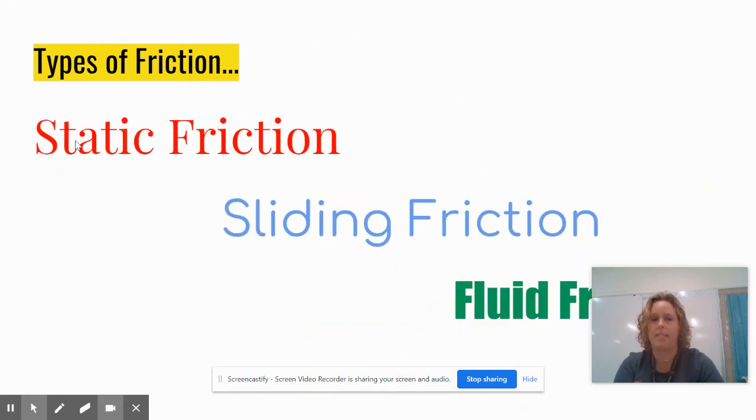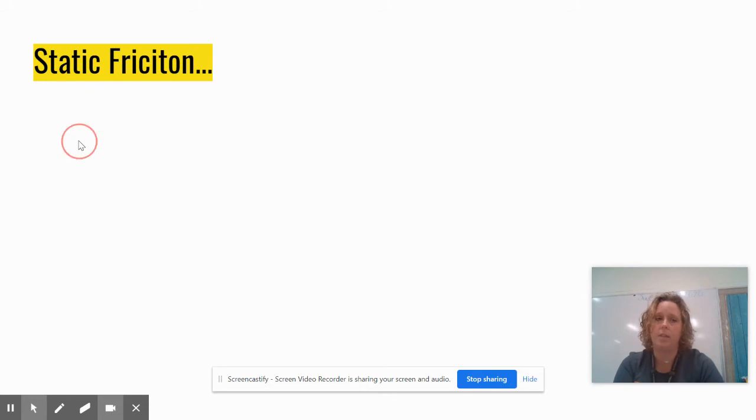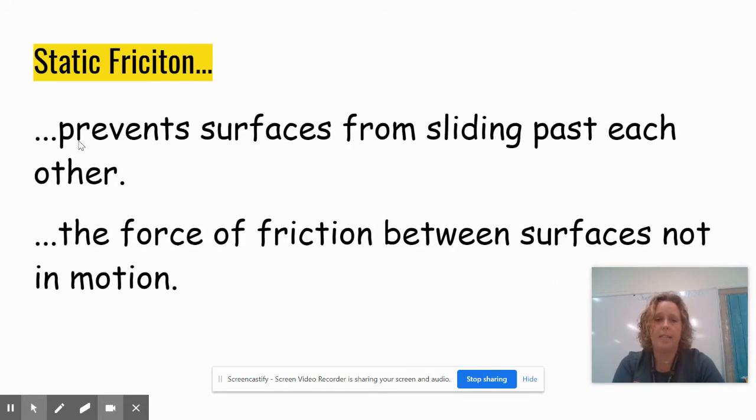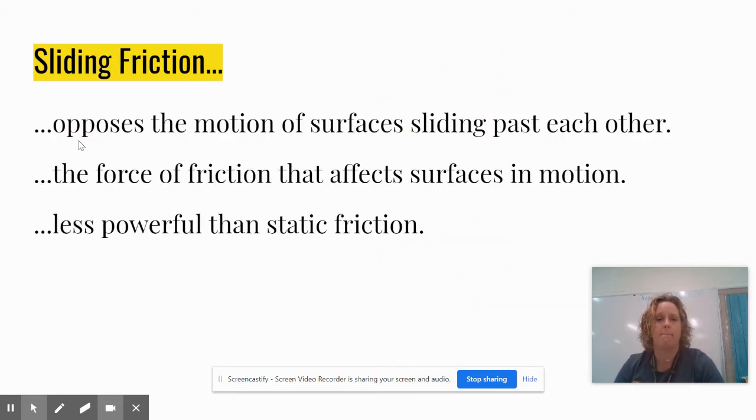Types of friction, we have static friction, sliding friction, and fluid friction. Static friction prevents surfaces from sliding past each other. The force of friction between surfaces not in motion. Okay, so looking around, I can see book bags, books, boxes, chairs, tables. All of those things are sitting still. They have static friction, no motion between the surfaces.